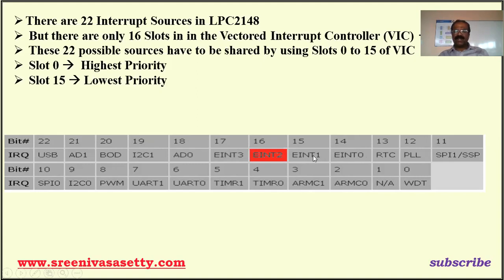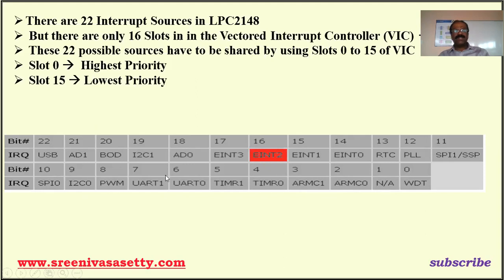In this tutorial, I'm going to concentrate on external interrupts. There will be interrupts for timers and for UART also, but in this lecture I'm going to concentrate on external interrupts. As my example, I'm going to use external interrupt 2. What is the position of this? That is 16. Here, position 22 is not used, not applicable. That's why there are 22 interrupt sources available.